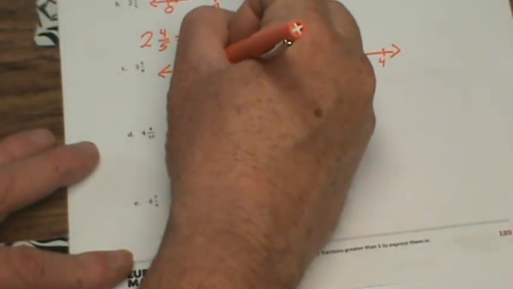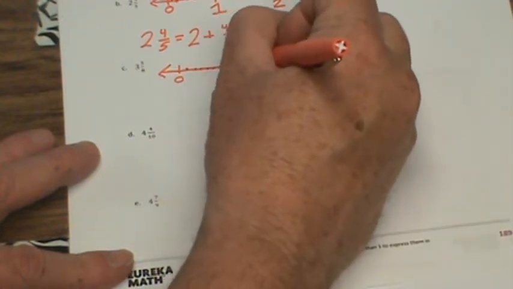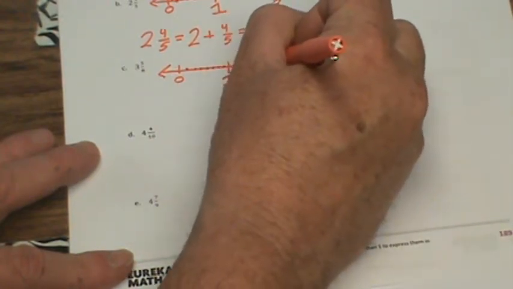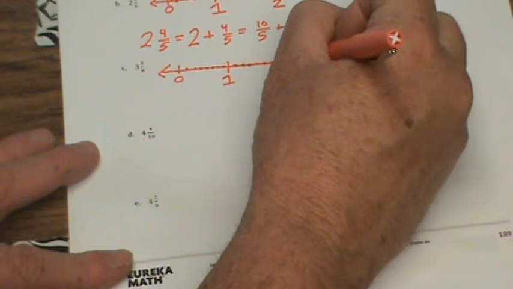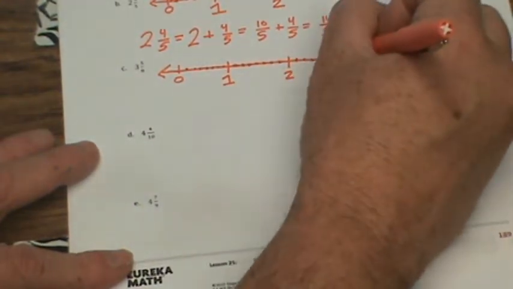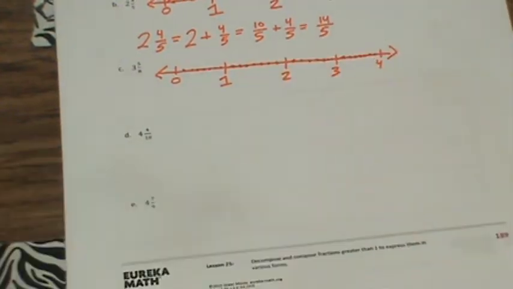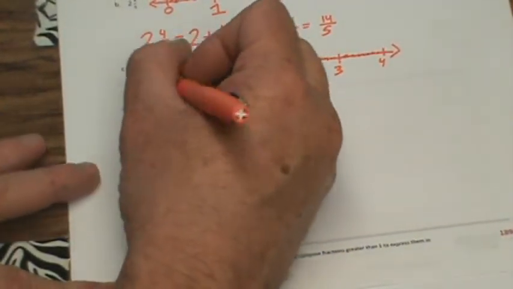1, 2, 3, 4, 5, 6, 7, 8, in each section. You can hardly see my 8s. So, the next thing we're going to do.